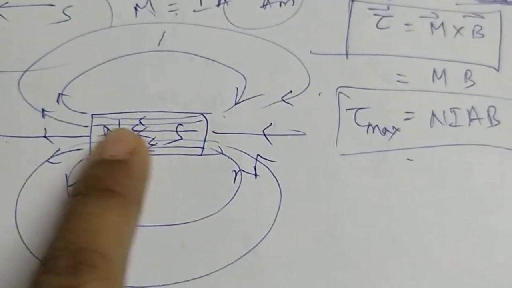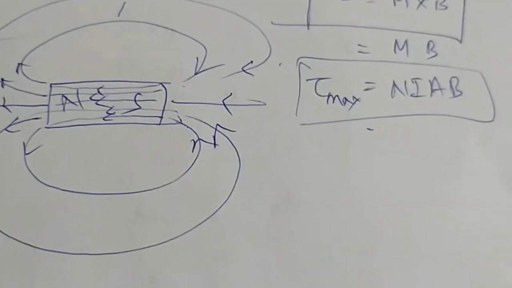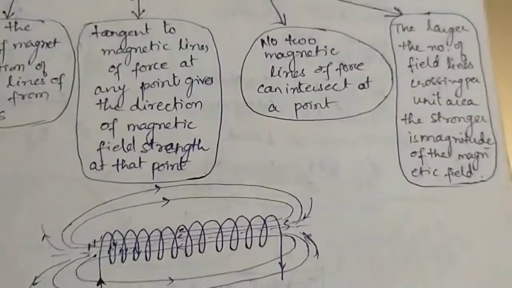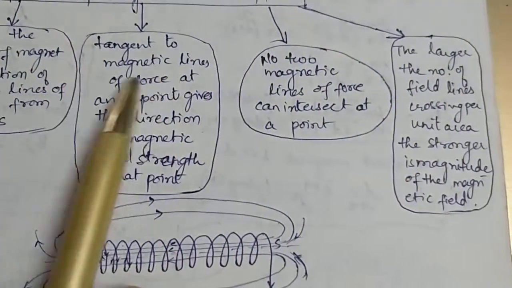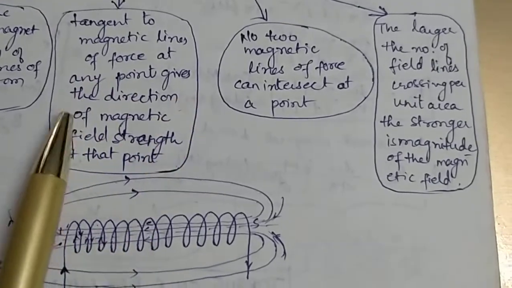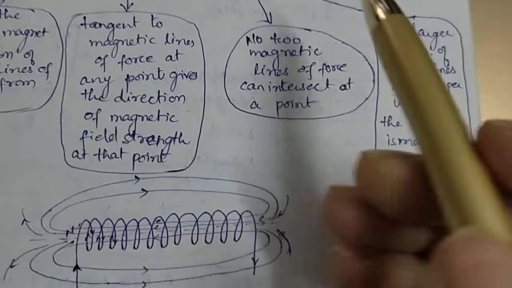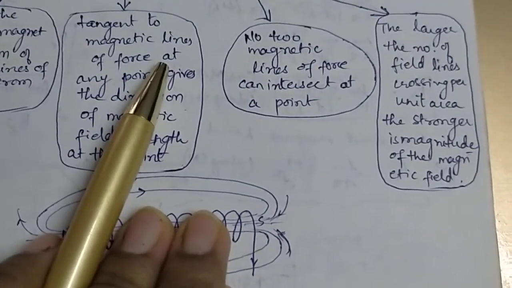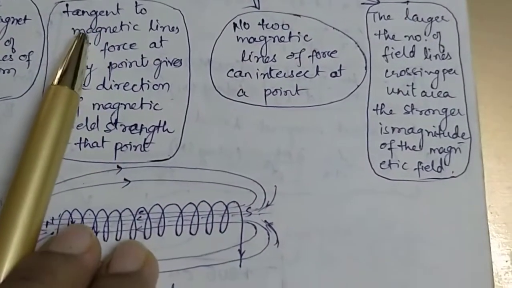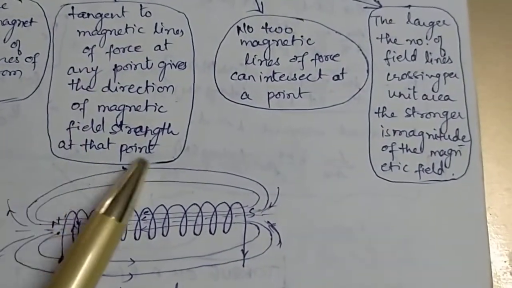Okay, inside the magnet the direction is south to north, outside the direction of magnetic lines of force is from north to south. Then the third point: the tangent to the magnetic line of force at any point gives the direction of the magnetic field strength at that point. This point is similar to that in electrostatics. Tangent to the electric field line gives the electric field's direction. So tangent to the magnetic field lines of force gives the direction of the magnetic field at that point.